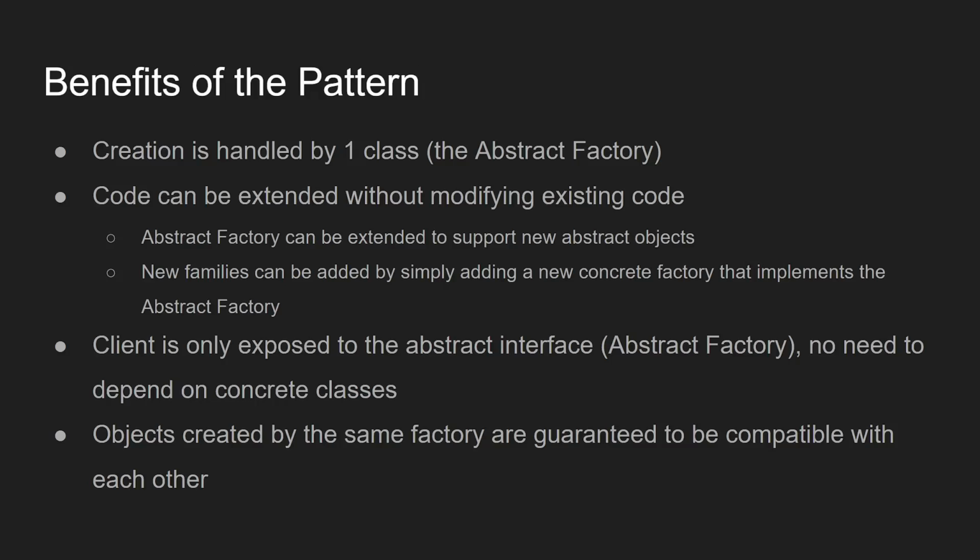The main benefits of the abstract factory pattern are that creation is only handled by one class, which is the abstract factory itself, and that the code can be extended without modifying any existing code. To extend the code to support new families and objects, the abstract factory itself can be extended to support new abstract objects and to support new families. Simply, a new concrete factory that implements the methods of the abstract factory can be added for each new family.